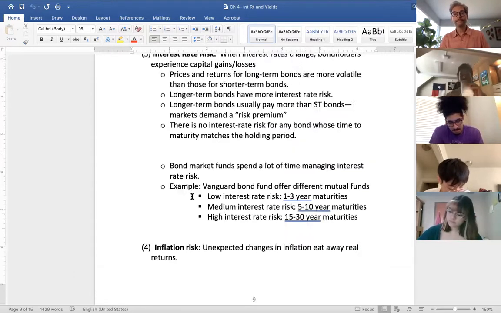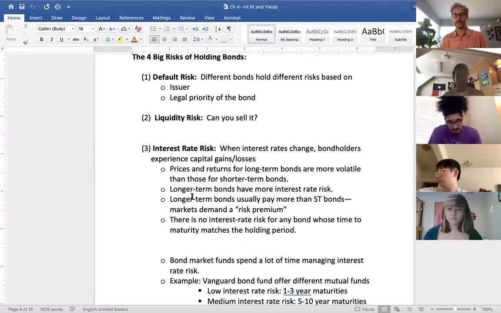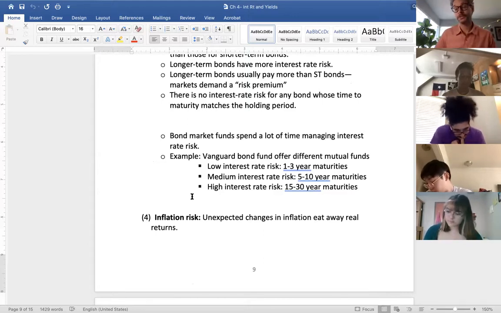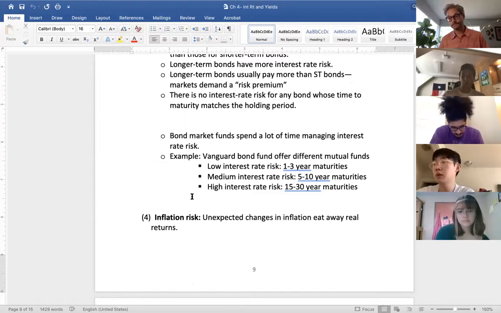So when you add these 4 risks together of default risk, liquidity risk, interest rate risk, inflation risk, right? Yeah, bonds are risky. Bonds are risky. They may not be as risky as stocks, but they're plenty risky, right? They're plenty risky. And in fact, some investors have data to suggest that over long periods of time, bonds can be just as risky as stocks.